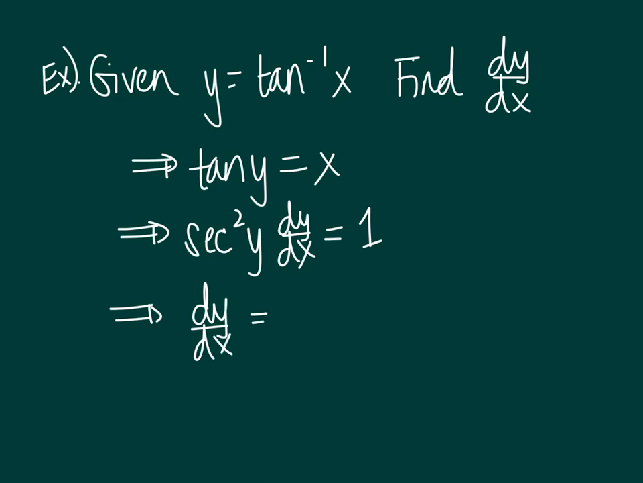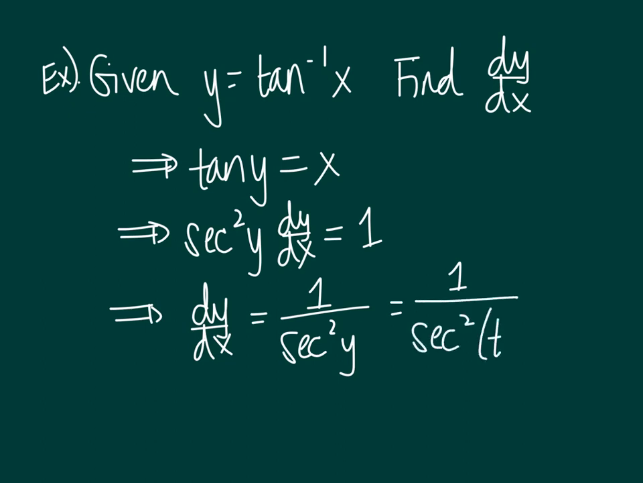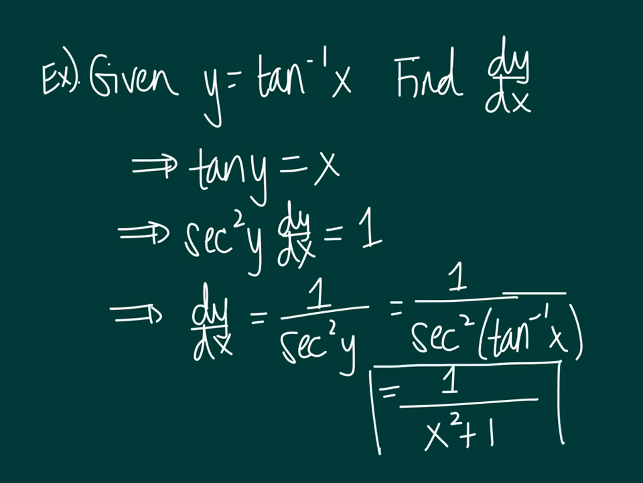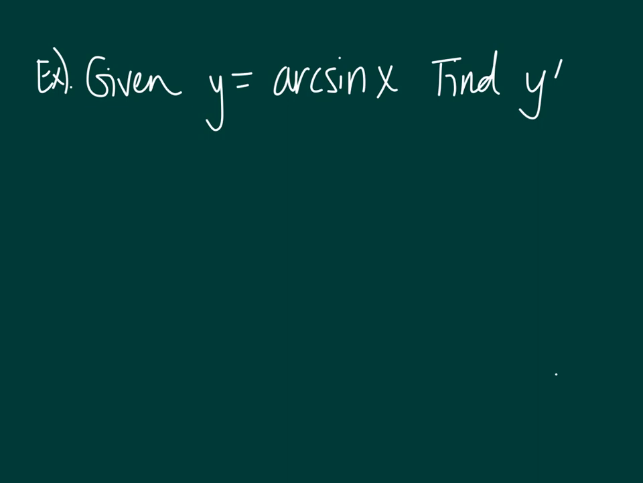And this gives me 1 over secant squared y. But this should be looking familiar because this is 1 over secant squared of inverse tangent of x. But we did this. This was part A of the previous example, and we got, using the reference triangle, that this is just x squared plus 1. So this whole thing is going to be 1 over x squared plus 1. Okay, so your turn. Put this on pause, and you find what the derivative of arc sine is.